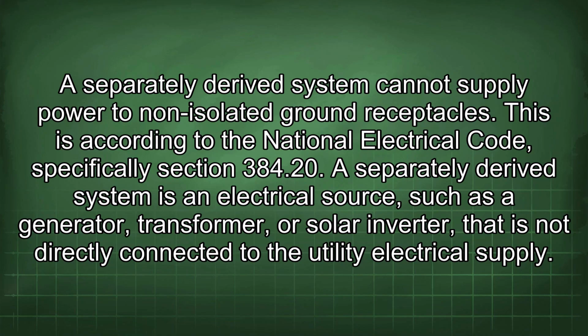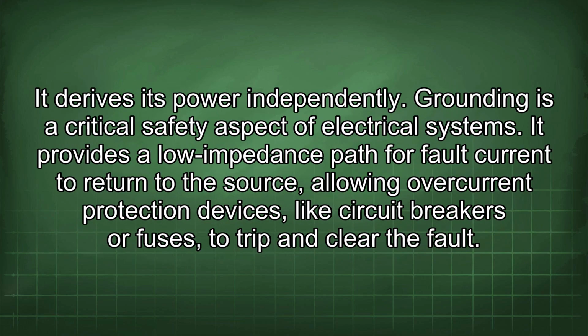A separately derived system cannot supply power to non-isolated ground receptacles. This is according to the National Electrical Code, specifically Section 384.20. A separately derived system is an electrical source such as a generator, transformer, or solar inverter that is not directly connected to the utility electrical supply. It derives its power independently.